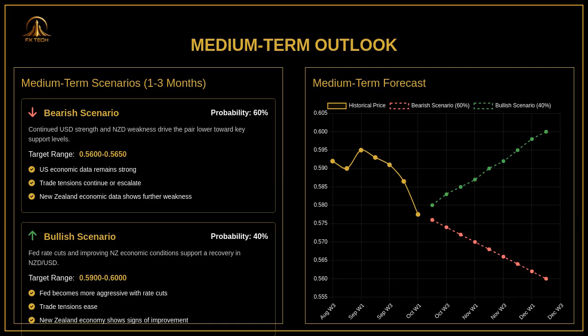Conversely, our bullish scenario has a 40% probability and targets the 0.5900 to 0.6000 range. This would require more aggressive Fed rate cuts, easing trade tensions, and improving New Zealand economic conditions. Key risk factors to monitor include unexpected shifts in Fed or RBNZ monetary policy, significant changes in global trade policies, and major economic data surprises. Our medium-term forecast chart illustrates both potential paths through December, with the bearish scenario showing greater probability.